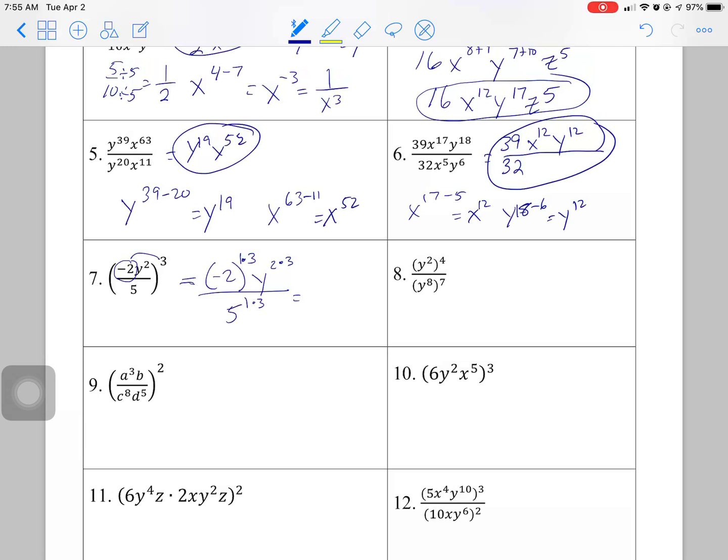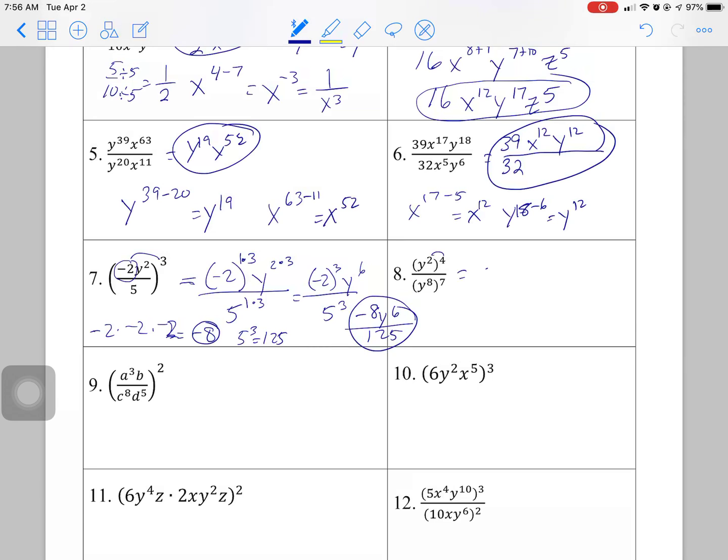So that's going to equal negative 2 to the third power, y to the sixth power, 5 to the third power. So anything that's a number, you have to process it out. So negative 2 times negative 2 times negative 2 is a negative 8. Okay? 5 three times is 125. So our final answer is going to be negative 8 y to the 6th over 125. Okay?